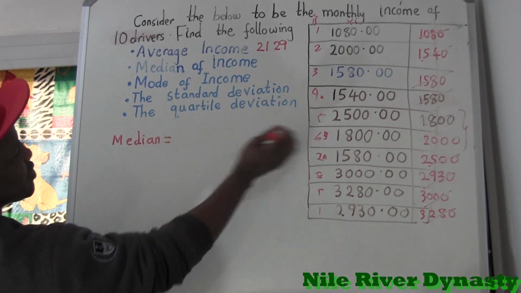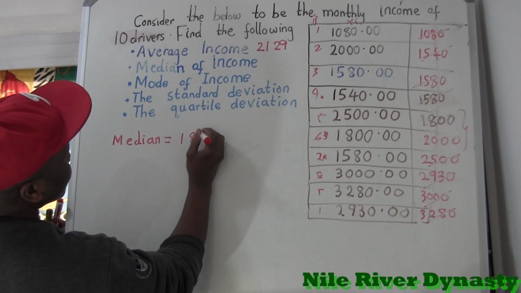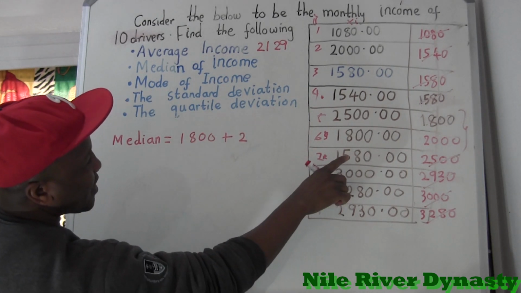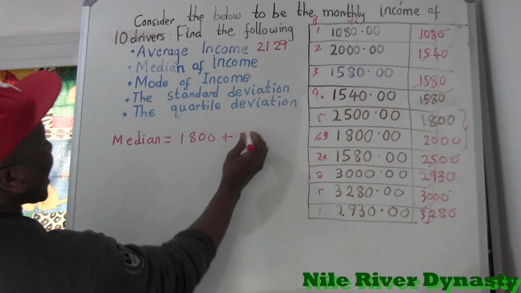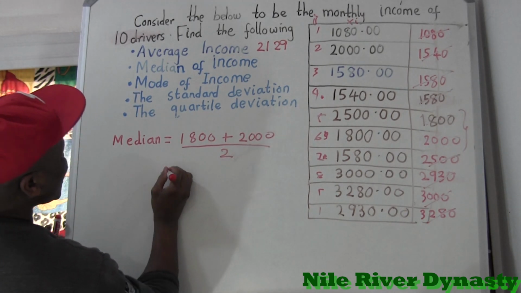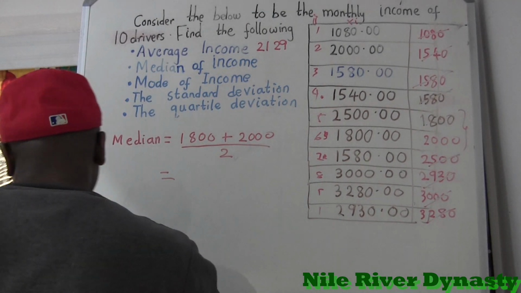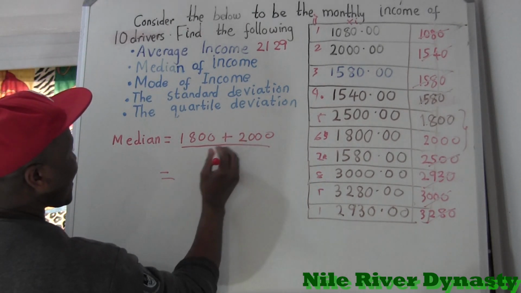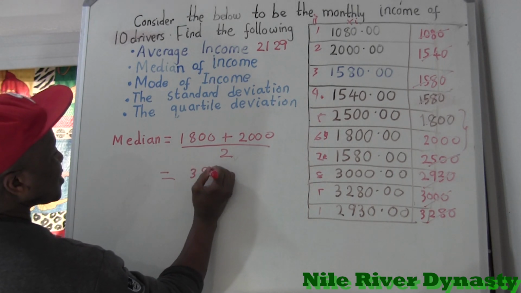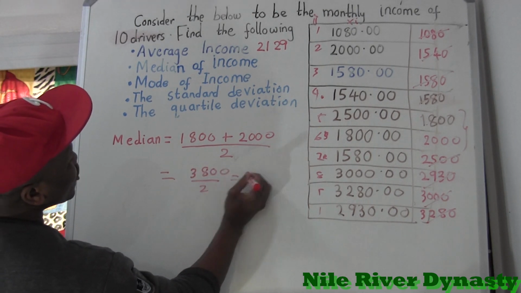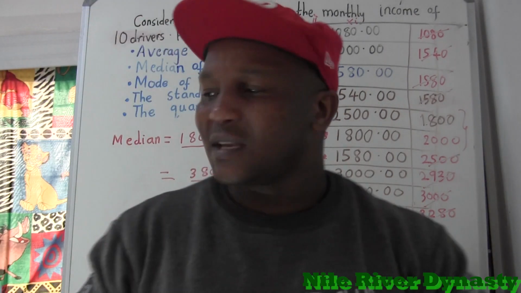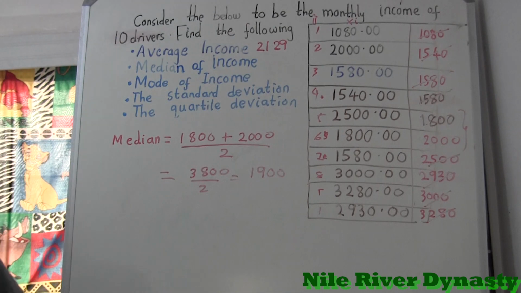equals 1800 plus 2000, and then divide by 2. So you take this and put it in the calculator and add them. This gives you 3800, and then divide by 2, and this is going to be 1900. So this is going to be your median, 1900.